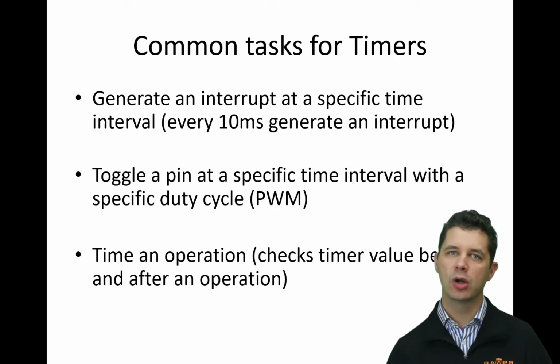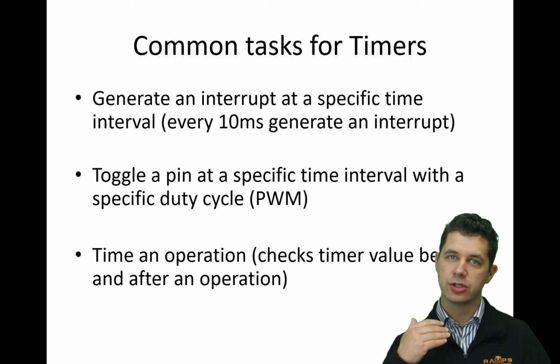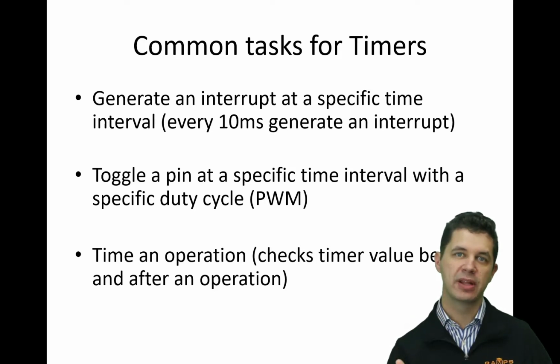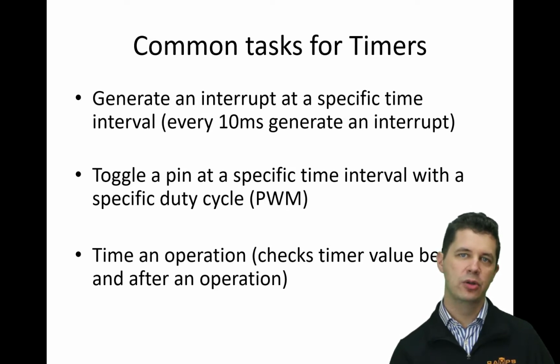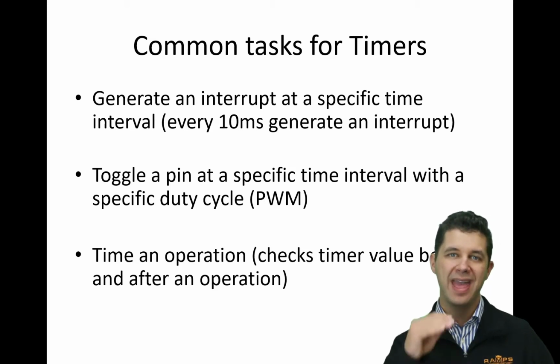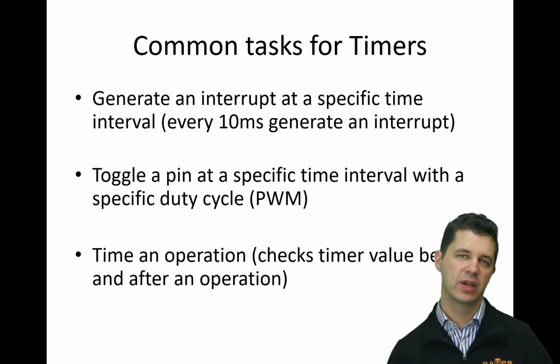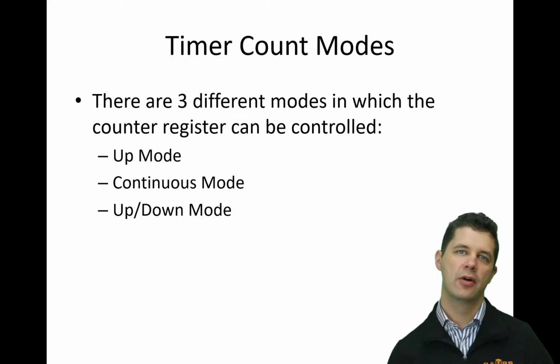We can toggle a pin at a specific time interval. For example, if we wanted to do pulse width modulation or something like that, we can do that really easily using a timer, really quickly and reliably, and it doesn't use a whole lot of CPU resources to do it. We can also time a particular operation. So if we check a value before and then after an operation, we can work out how long it's been based on how many counts our timer's had. We can use that for inputs as well.